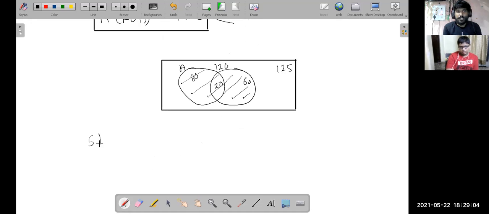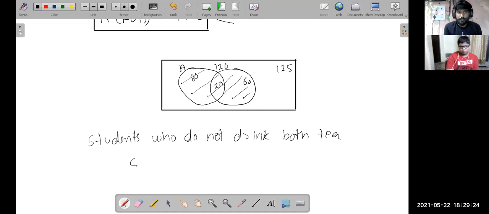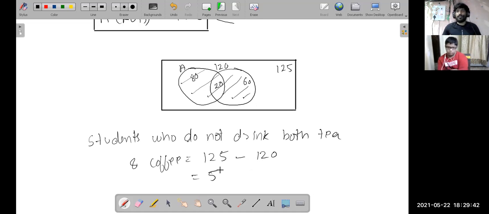So, students who do not drink both tea and coffee is 125, that is the total number of students, minus 120, that is the number of students who drink tea or coffee, that is 5. So there are in total 5 students in this hostel who do not drink either of them. Is this clear? Did you understand the sum?